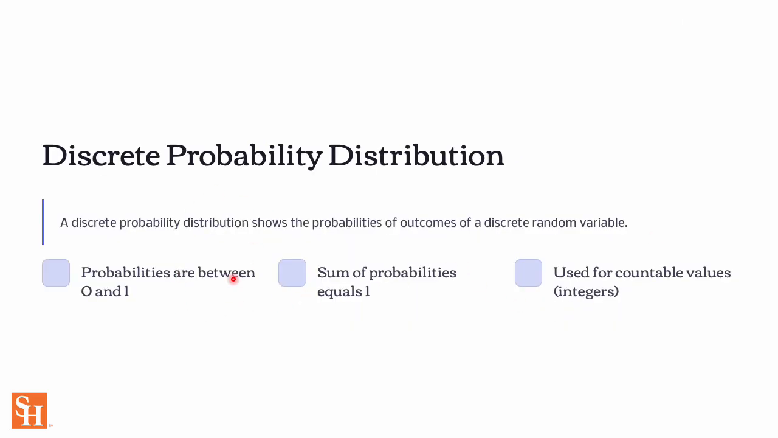So let's discuss some of the properties of the discrete probability distribution. The probabilities are always between 0 and 1. This is true for all probability distributions, whether discrete or continuous. Then the sum of the probabilities for all the events will always be equal to 1. And since it is a discrete probability distribution, it will only take countable values or integers, right?